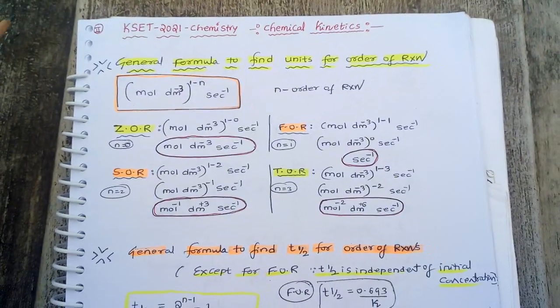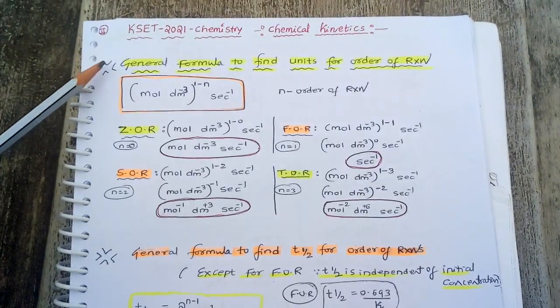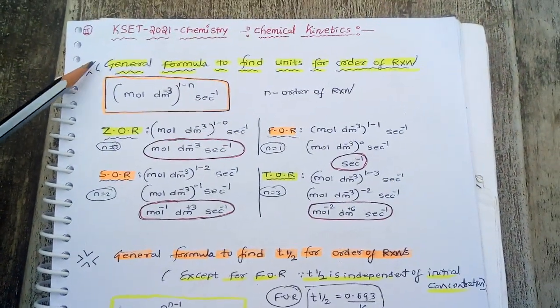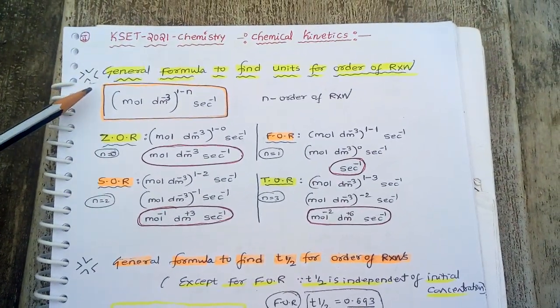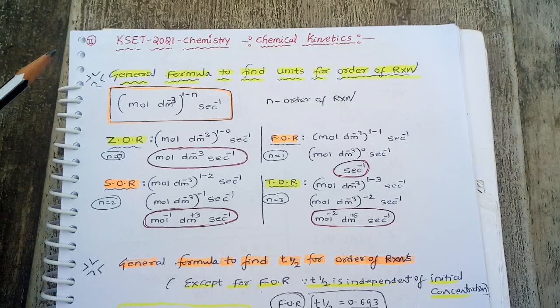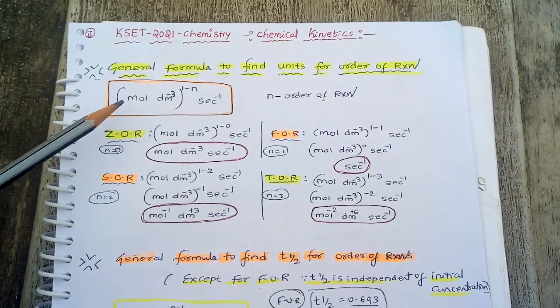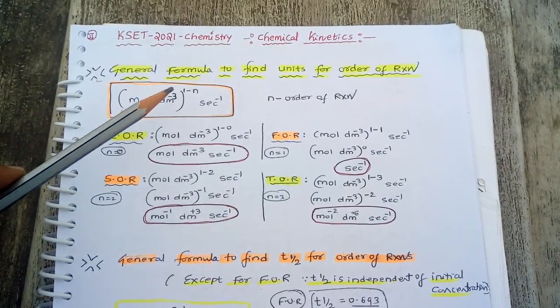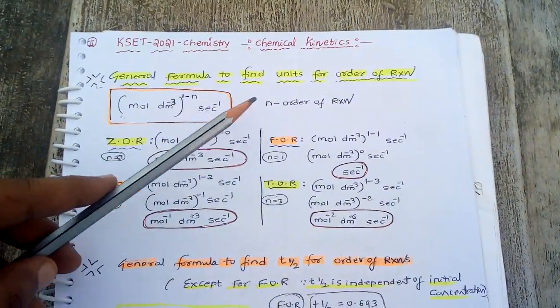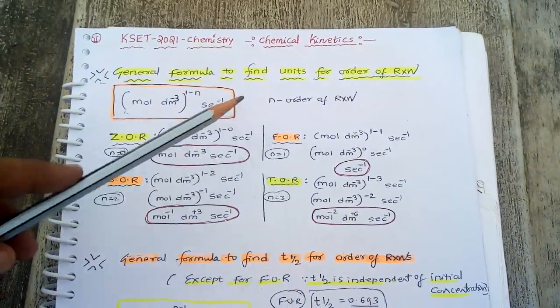In today's class, we are discussing chemical kinetics questions. First, we are seeing the general formula to find units for order of reaction. This is the general formula: (mole per dm cubed) raised to 1 minus n, per second. Here n means order of reaction.